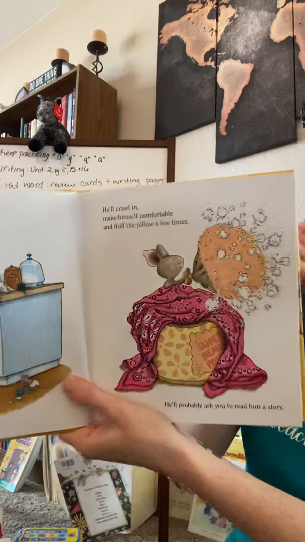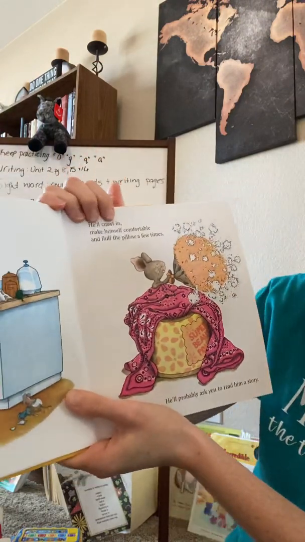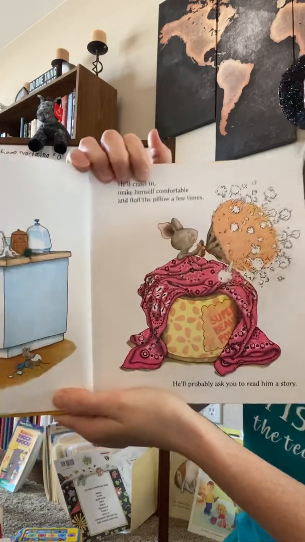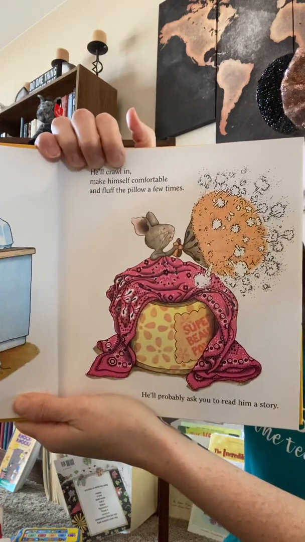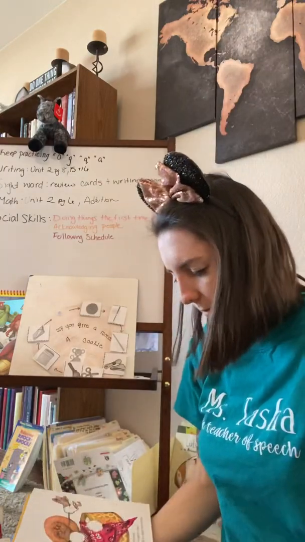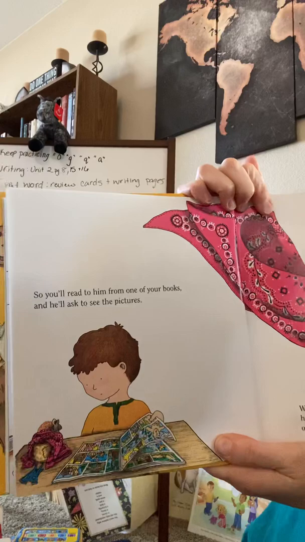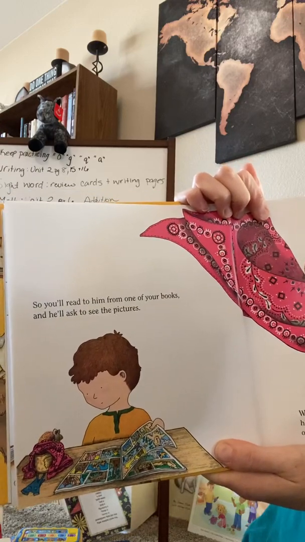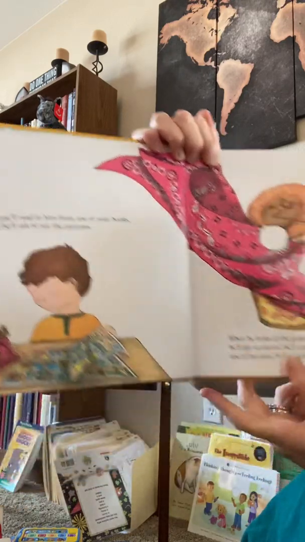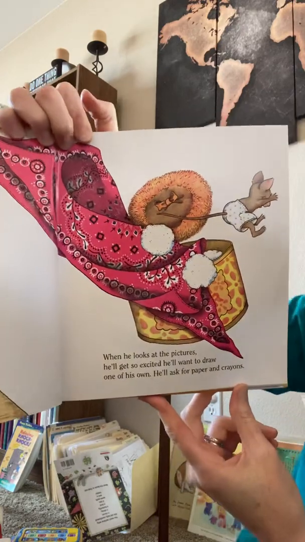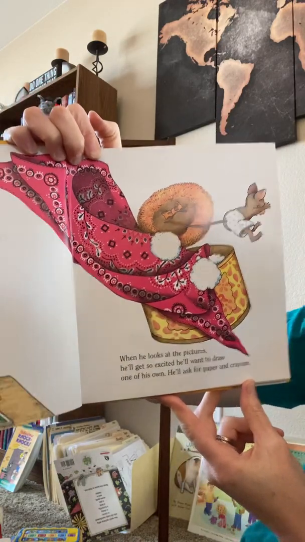He'll crawl inside, make himself comfortable, and fluff his pillow a few times. He'll probably ask you to read him a story. Look at him fluffing up his pillow. So you'll read to him from one of your books, and he'll ask to see the pictures. When he looks at the pictures, he'll get so excited, he'll want to draw one of his own.